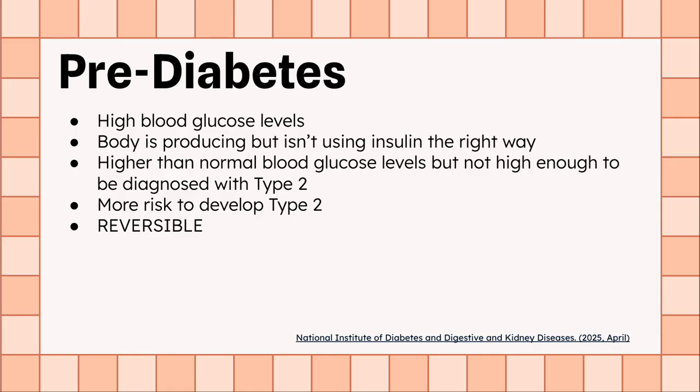But the thing with prediabetes is it is very reversible through weight loss, adjusting your diet, getting your 75 to 150 minutes of moderate to vigorous physical activity a week, and also just getting good sleep.